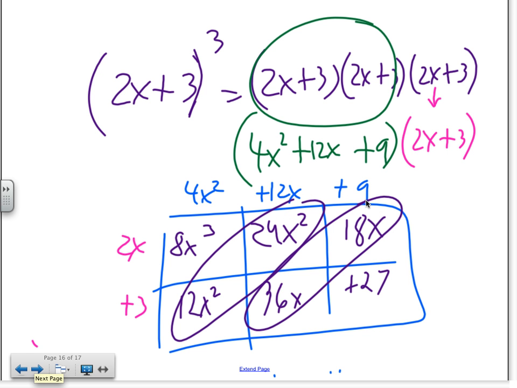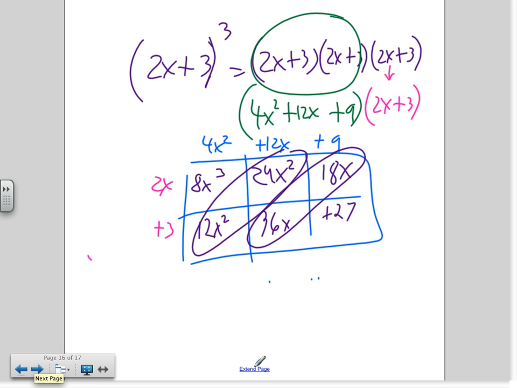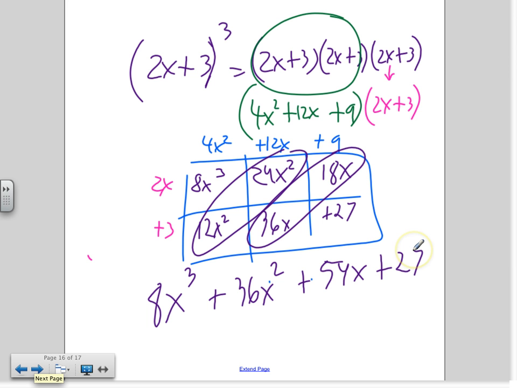Right? Which ends up being what? You got 8x cubed right there. 36x squared. 54x squared. Okay. Plus 27.